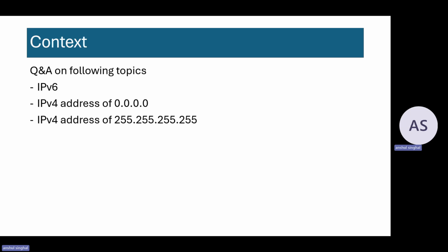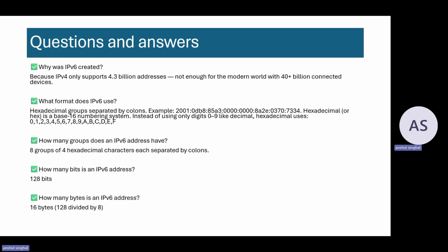So we will be covering short question and answers on the following topics: IPv6, the IPv4 address of 0.0.0.0, and the IPv4 address of 255.255.255.255. Essentially, we have covered these basic topics in computer networking in previous videos in our computer network series. But today is just a recap so that we can recall what we have learned so far. Okay, so jumping on to the questions and answers on those topics.